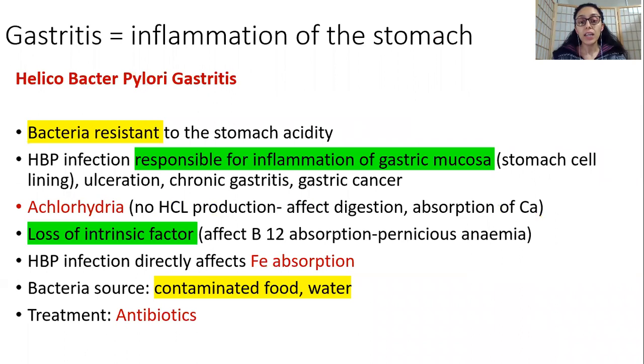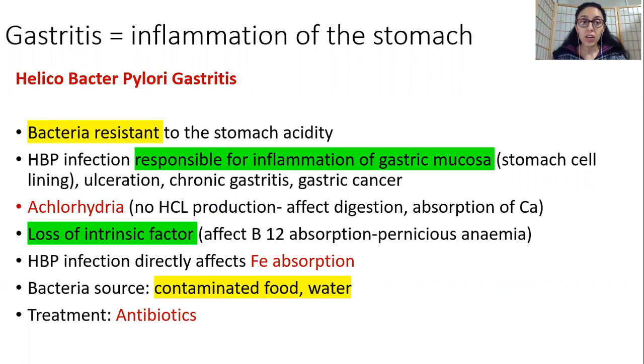All right, and once your gastric lining is inflamed, this can lead to various other conditions such as ulceration. So you have ulcers in the stomach, which are called gastric ulcers, and we'll be talking more about that. If the gastric ulcers are very big and very deeply embedded in the stomach, this can even lead to gastric cancer. All right, and then you have issues such as chronic gastritis as well.